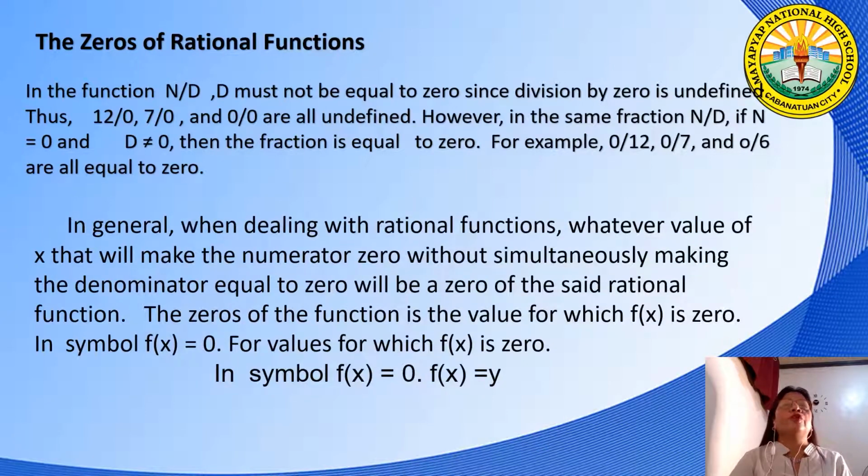In general, when dealing with rational functions, whatever value of x will make the numerator 0 without simultaneously making the denominator equal to 0 will be a zero of the said rational function. The zeros of the function are the values for which f of x is 0. In symbol, f of x equals 0, or f of x equals y.